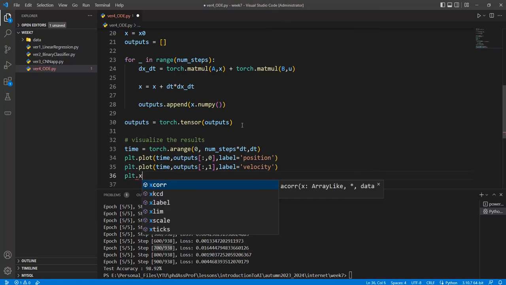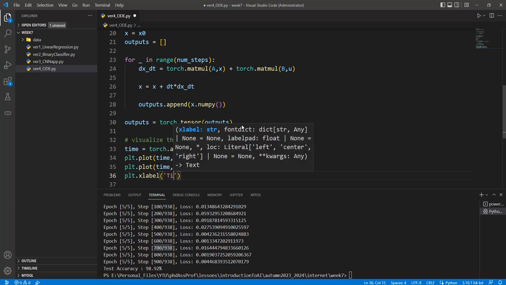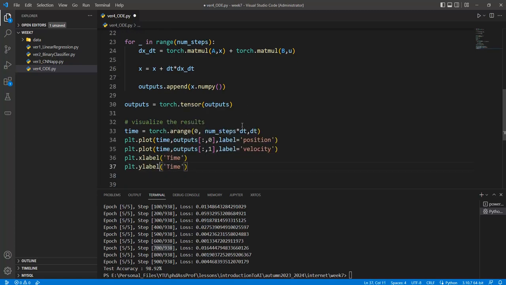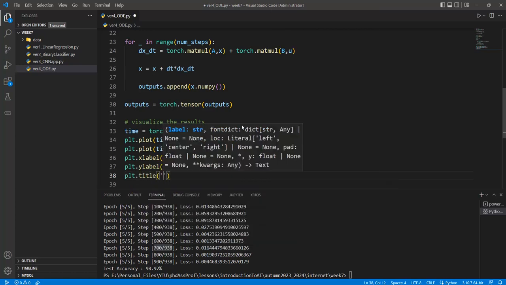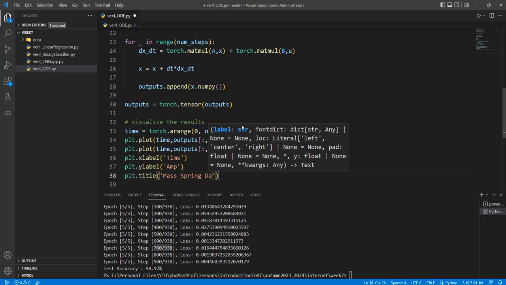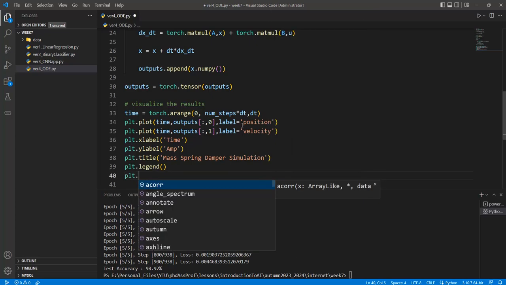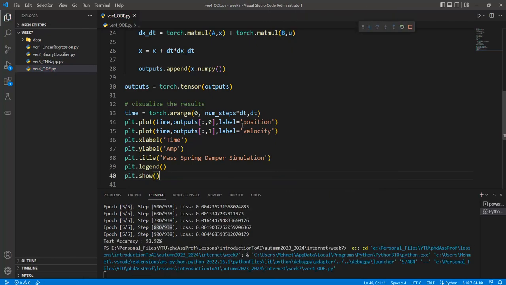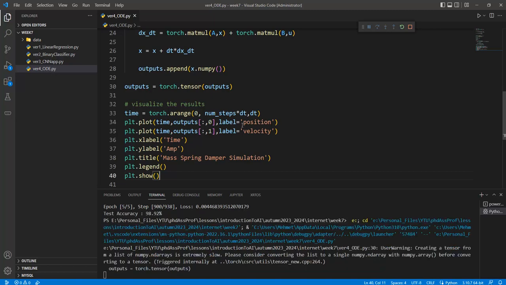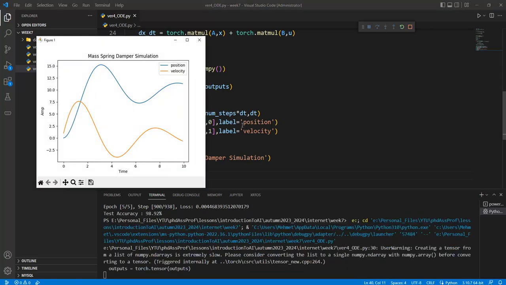So plt xlabel is assigned with the time, and ylabel is the amplitude. Okay, and also plt title is equal to the dynamic or mass-spring-damper simulation. Okay, and plt legend must be shown, and plt show must be assigned in this case. So if I run this code, we will get the solution of this dynamical system, right? Any question?